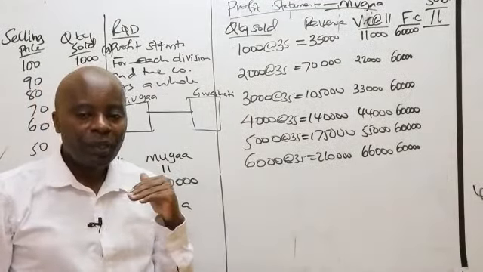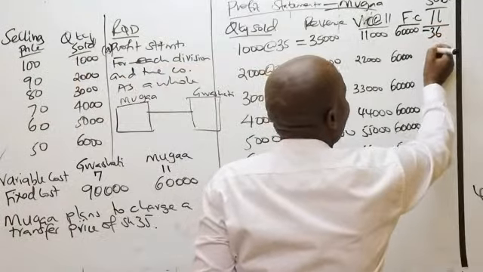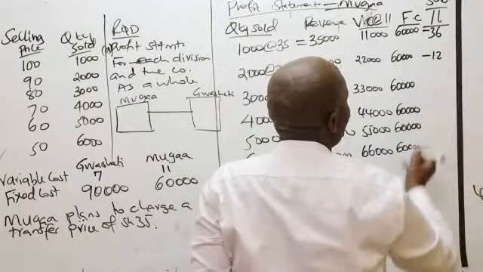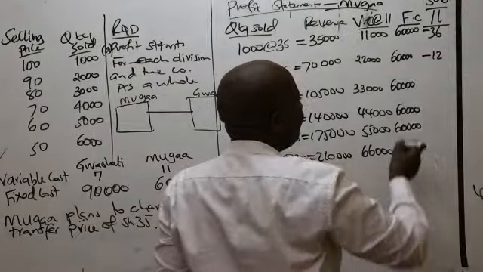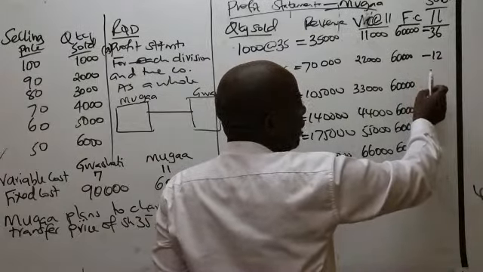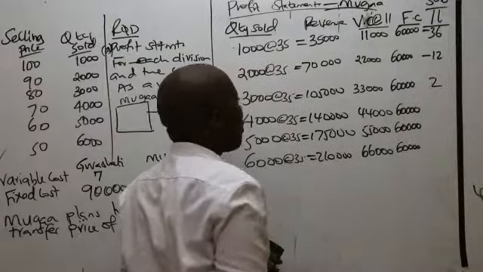Negative 36. Thank you very much, Jockey. The next one is negative 12. The third figure, Edith is giving 2.